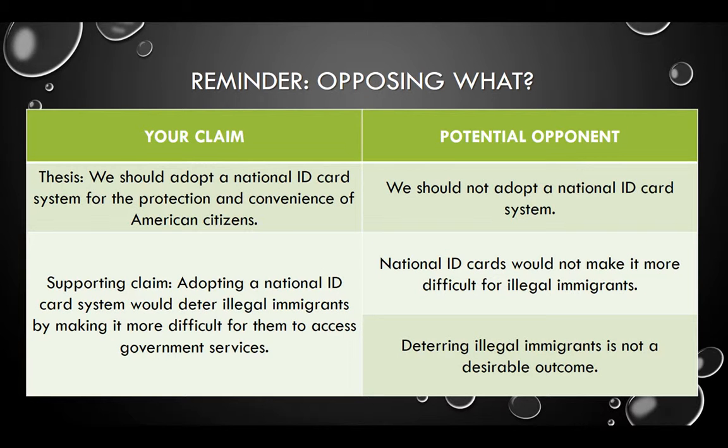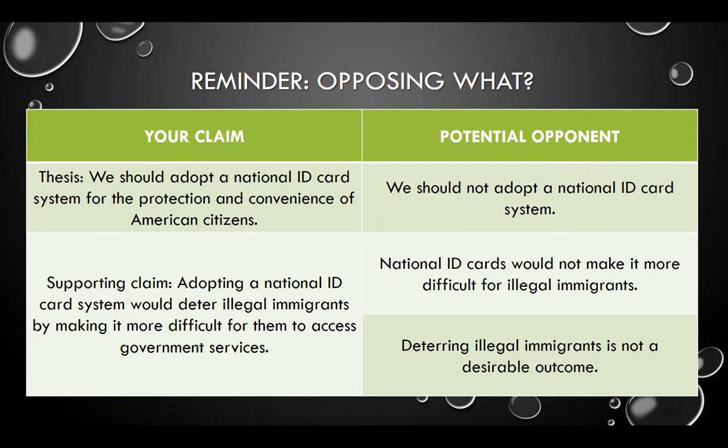Last, I want to make sure that we remember that our opposing viewpoints might be directly opposed to our main argument, they might be opposed to our supporting claim, and they might be opposed to our assumption. So for example, if our main claim for our essay is that we should adopt a national ID card system for the protection and convenience of American citizens, then someone who directly opposes us would be arguing we should not adopt a national ID card system. And we may find that.